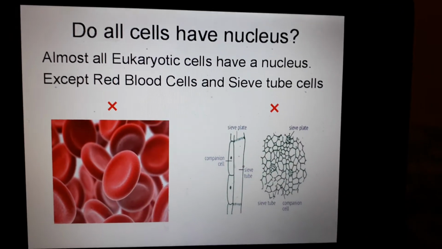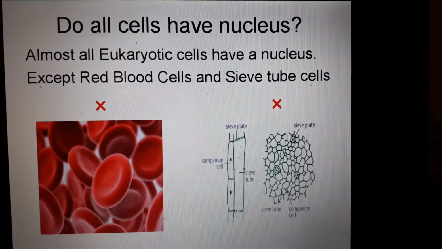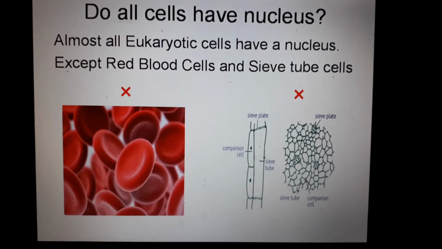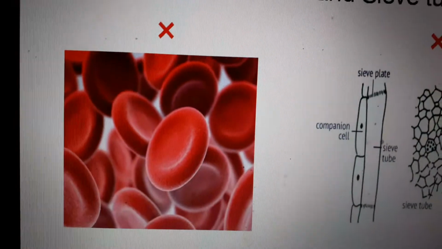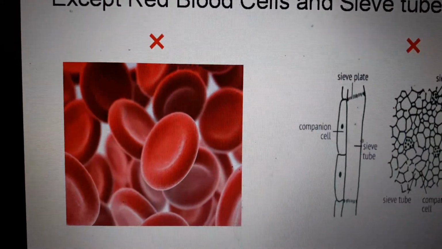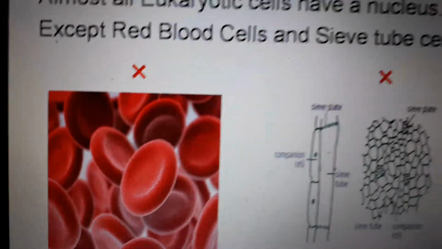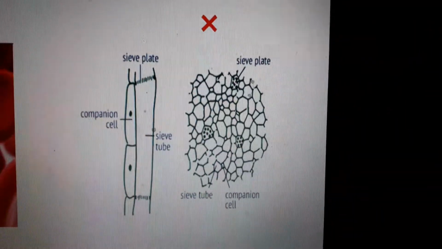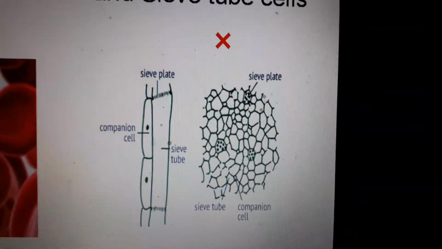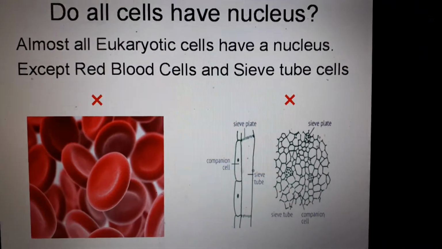And do all cells have a nucleus? No. Red blood cells and the sieve tube cells of plants do not have a nucleus. In all mammals, the red blood cells in human beings and in other animals do not have a nucleus. In plant cells, especially in the sieve tube cells, the nucleus is absent. So, not all cells have a nucleus.